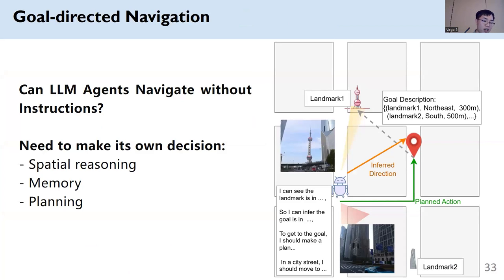So a further question to ask is, can we also get rid of the language instructions? Can we ask the LLM agents to do goal-directed navigation? For example, if you want to meet up with your friends, and they just told you that I'm in the south of a Starbucks, or I'm in the south of a tower. The tower is quite visible from large areas, right? So can you navigate based on that landmark? You don't have an instruction anymore, so it means you need to make your own decisions. You need to be able to do spatial reasoning. You need to have a memory knowing where you have been to. And you should have planning capabilities that can think several steps ahead. Can an LLM agent do that?